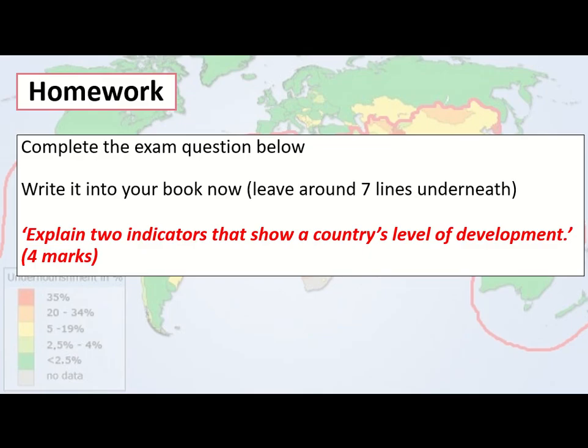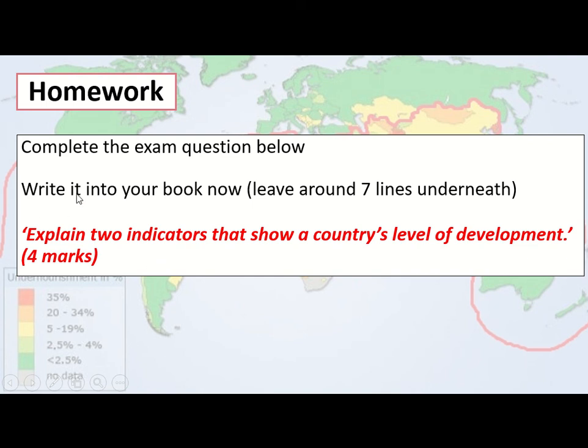Okay, so just finishing this off then, and it says homework, but you can obviously do this now as you're doing this from home. This is an explain question, a good chance to practice an explain question. It says, explain 2 indicators that show a country's level of development. So this isn't necessarily talking about population pyramids here. This is really linking your knowledge from last lesson and the start of this session.